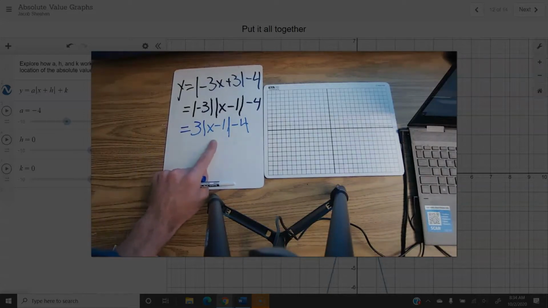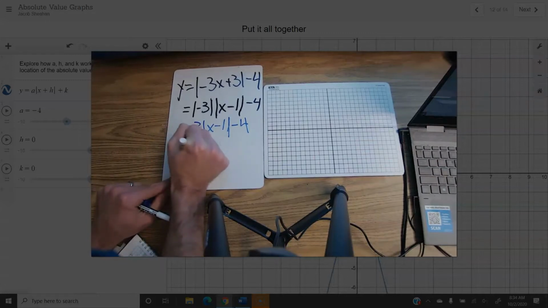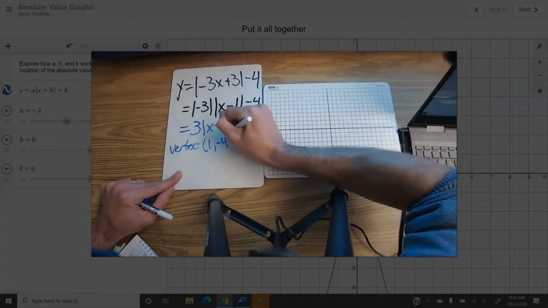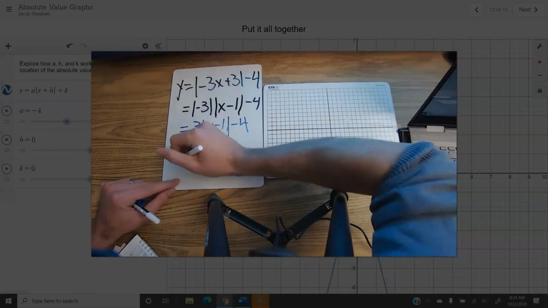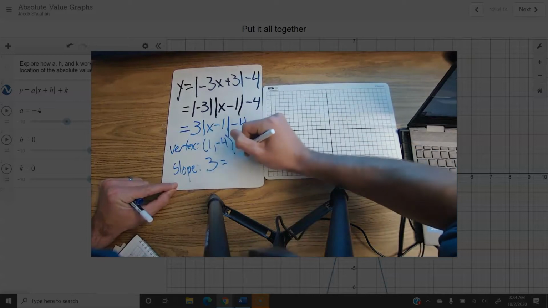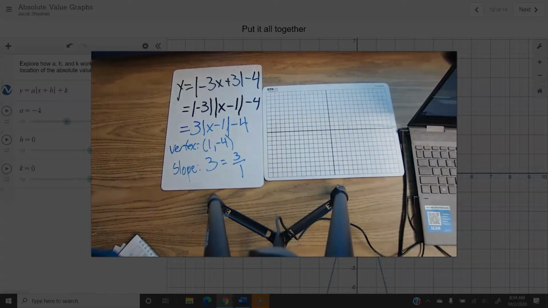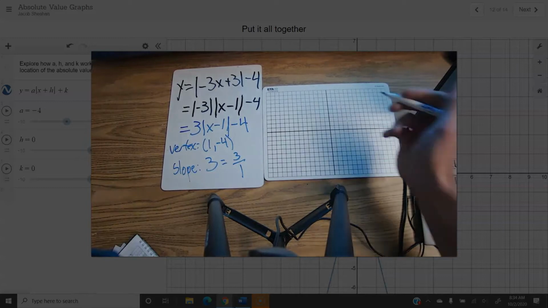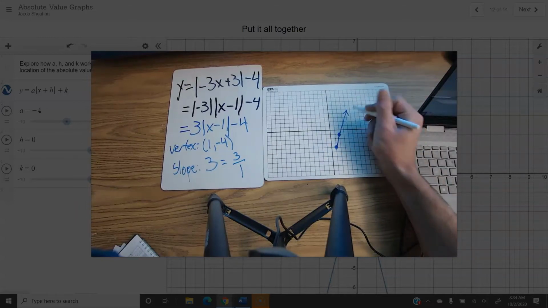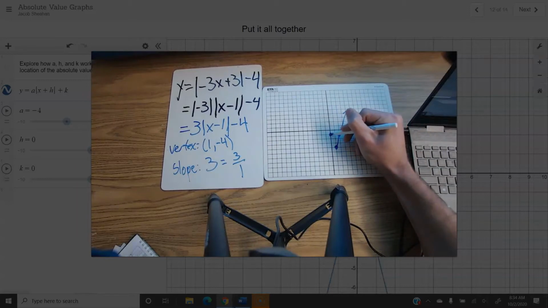Here we can see we need to take the opposite. My vertex is going to be at positive 1, negative 4, and my slope is 3, or 3 over 1. Okay, so when I graph this, I'll start at 1, negative 4, okay, and then I'll go up 3, 1, 2, 3, and over 1. Go up 3 and over 1.